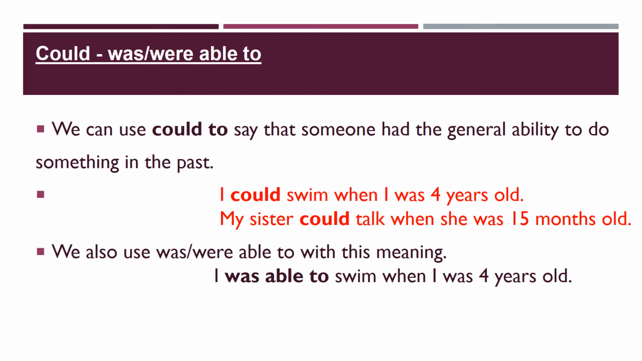On the same level, could and be able to, or was or were able to. We can use could to say that someone had the general ability to do something, but in the past. For example, I could swim when I was 4 years old. My sister could talk when she was 15 months old. We also use was or were able to with this meaning, interchangeably. I was able to swim when I was 4 years old. We have both the same meaning, but as we say, could is more common.